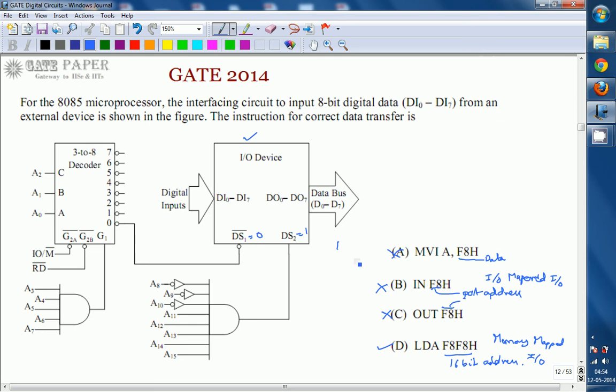In memory mapped IO, a peripheral is connected as if it were a memory location and is identified with a 16-bit address. The data transfer between microprocessor and the peripheral is implemented by using memory related instructions such as STA, LDA, MOV M,R and MOV R,M. These are the instructions that can be used in memory mapped IO.